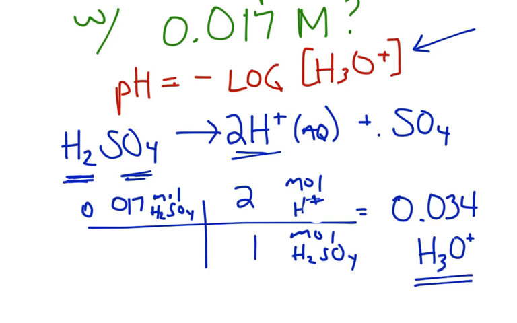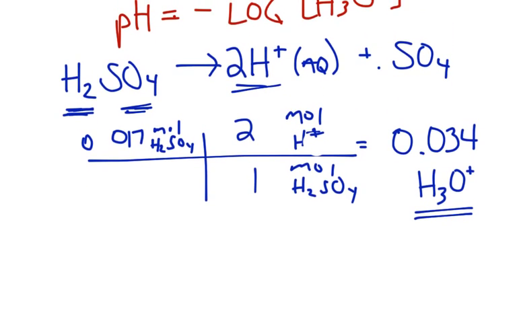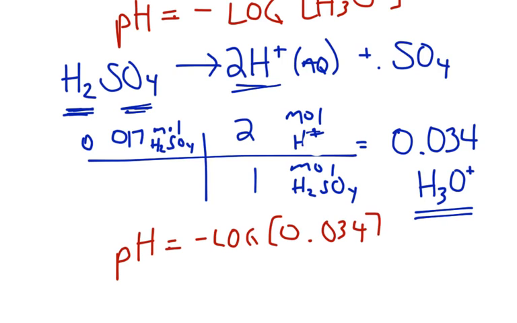There we go. Okay, so now I can go back and use my pH formula. So I'll say pH is equal to the negative log of my hydronium concentration, which we just found was 0.034. And when I plug that in my calculator, I get 1.47. Again, logic tells me it's an acid, that's a pH below 7, it makes sense.